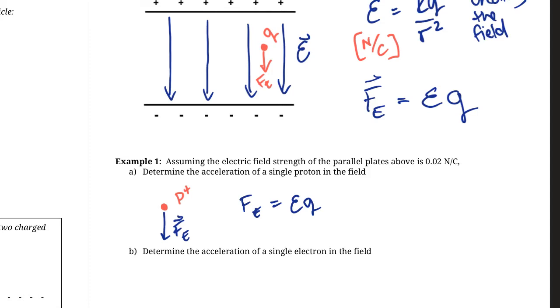So first of all, we need the epsilon. We have the epsilon. We need the charge of one proton. And the charge of a proton is something you can look up. It should be on your formula sheet. If it's not, I will make sure it's on your formula sheet. But the epsilon is 0.02, and that's newtons per coulomb. And the charge of a single proton is 1.60 times 10 to the negative 19 coulombs.